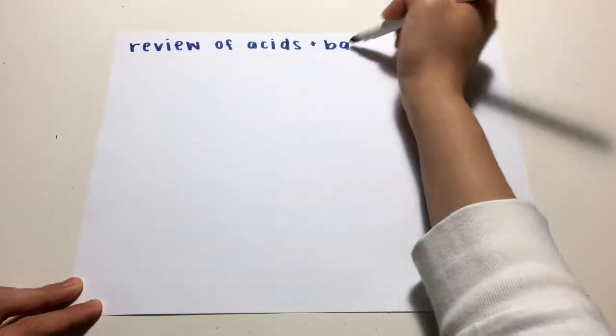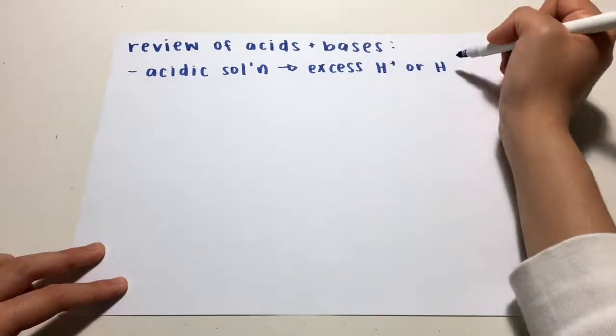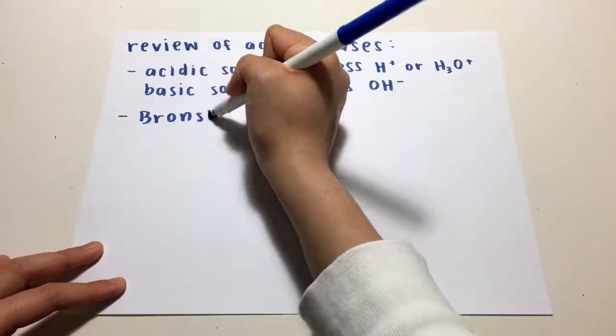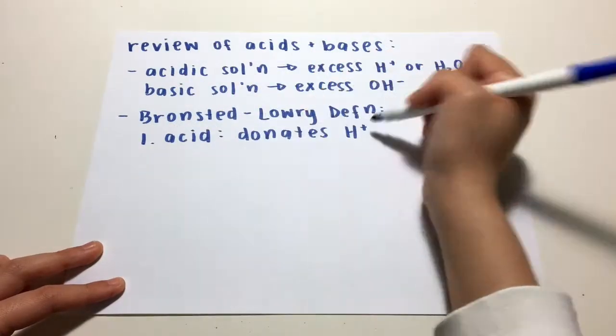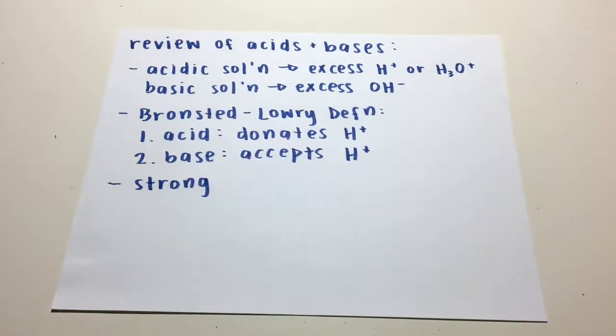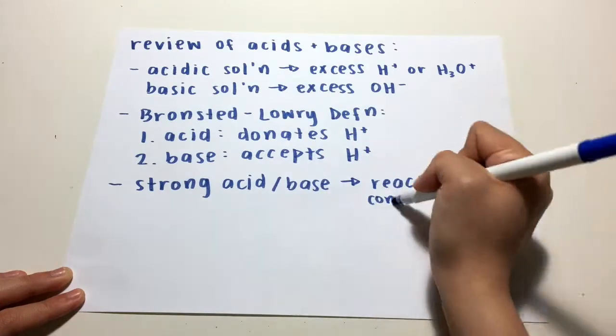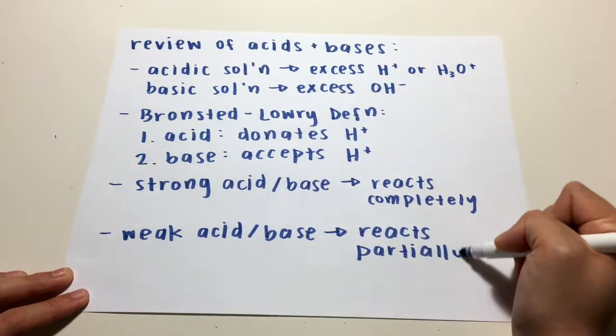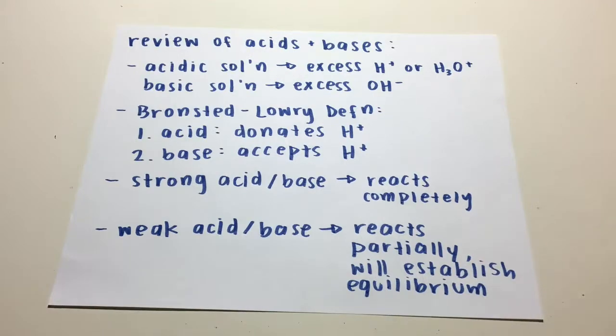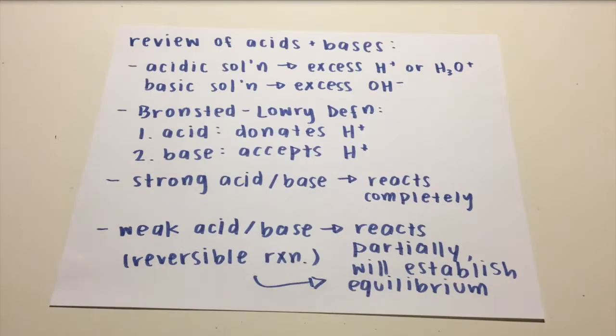Now for a review of acid-base chemistry. An acidic solution has excess hydrogen or hydronium ions, and a basic solution has excess hydroxide ions. The Bronsted-Lowry definitions state that acids donate protons and bases accept protons in aqueous solution. A strong acid or base reacts completely. For an acid, this means that all acid molecules will dissociate in solution. A weak acid or base only reacts partially and will establish an equilibrium. For an acid, this means only a fraction of acid molecules will dissociate in solution.